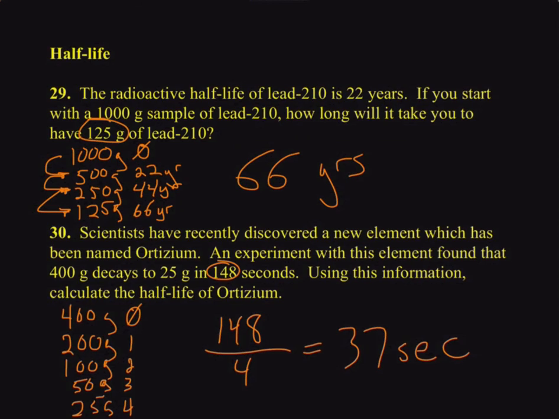So the first half-life goes from 0 time to 37 seconds, and then add another 37, it goes to 74. Another 37 seconds is 111 seconds, and then another 37 seconds gets you to the 148. So that's the total. So that's the end of part 1.